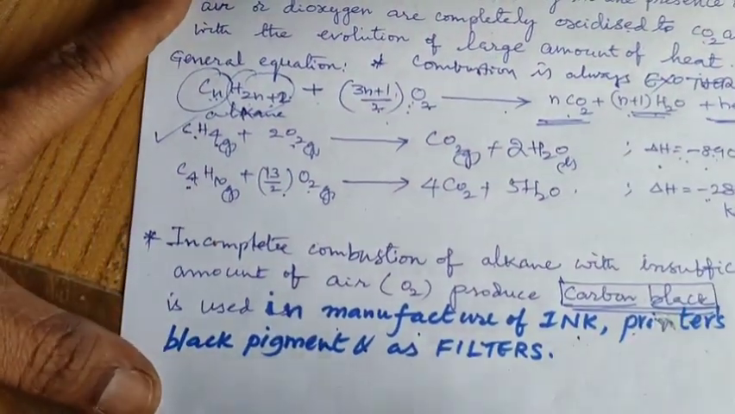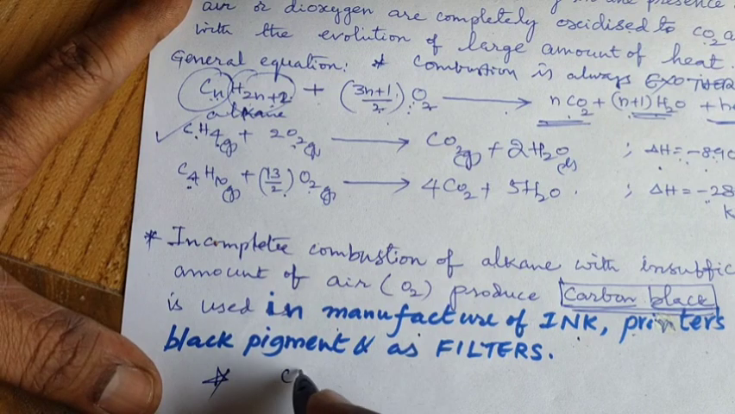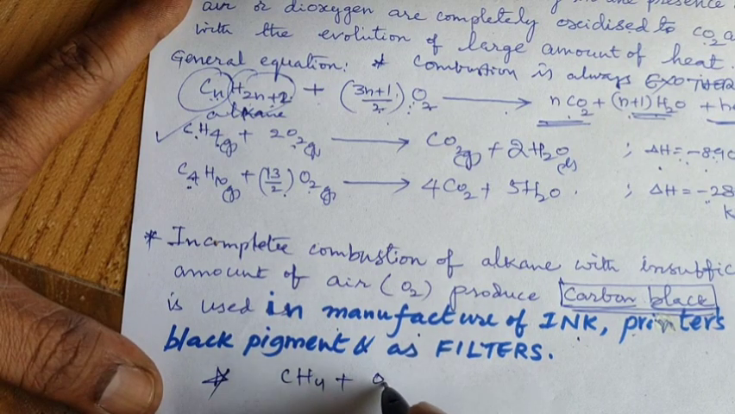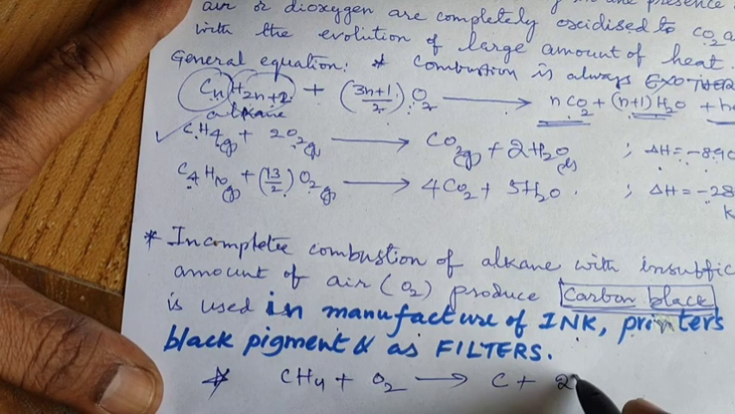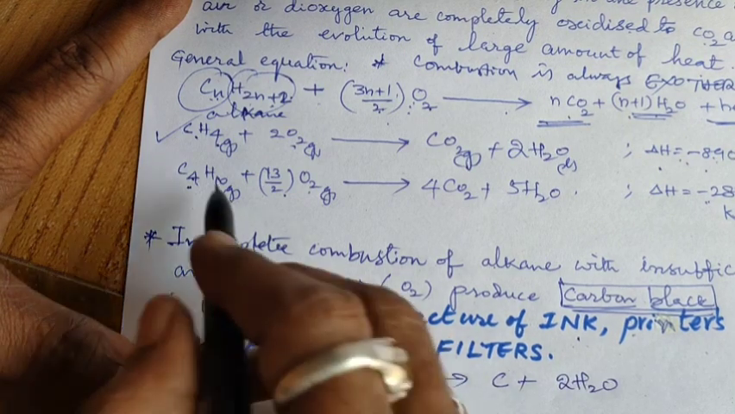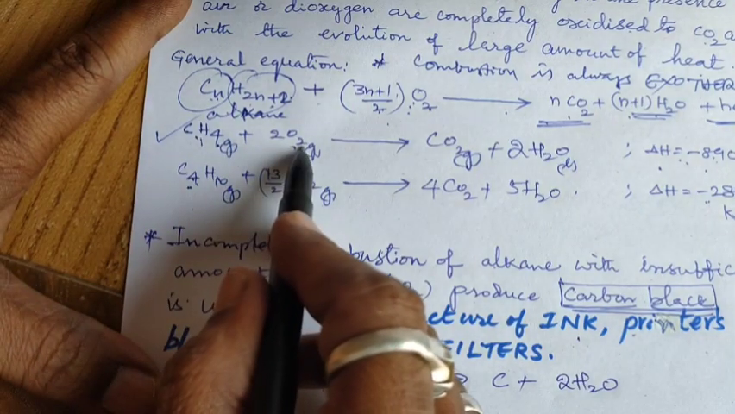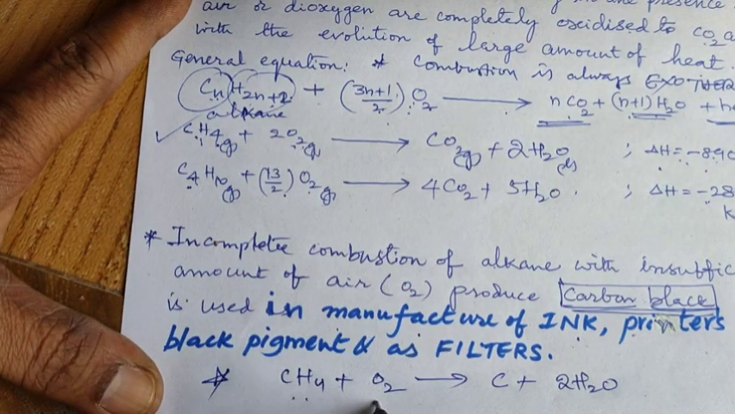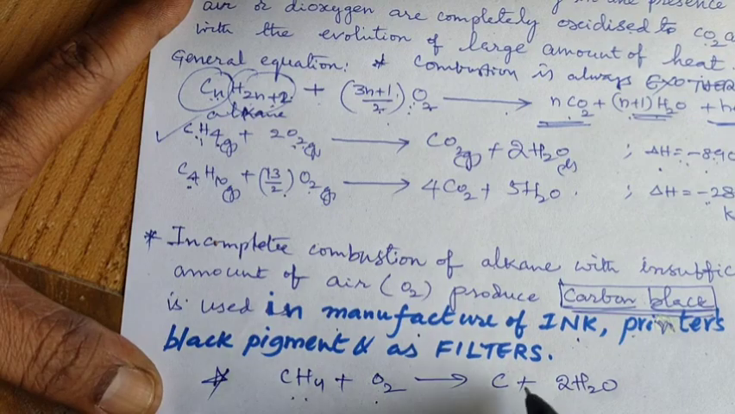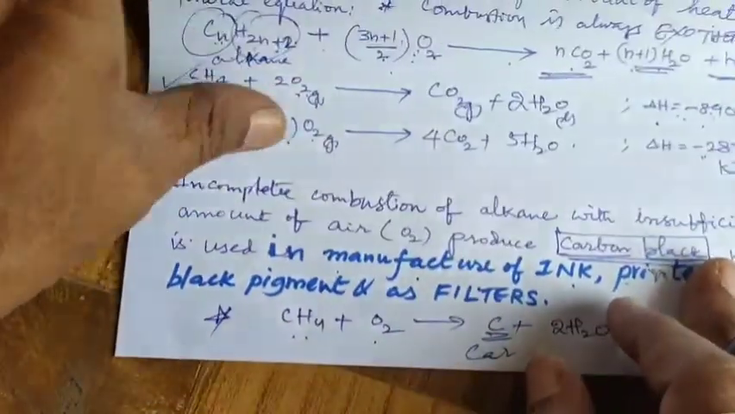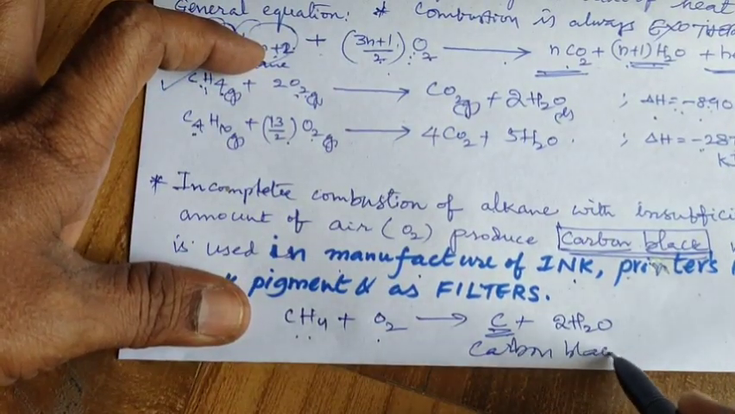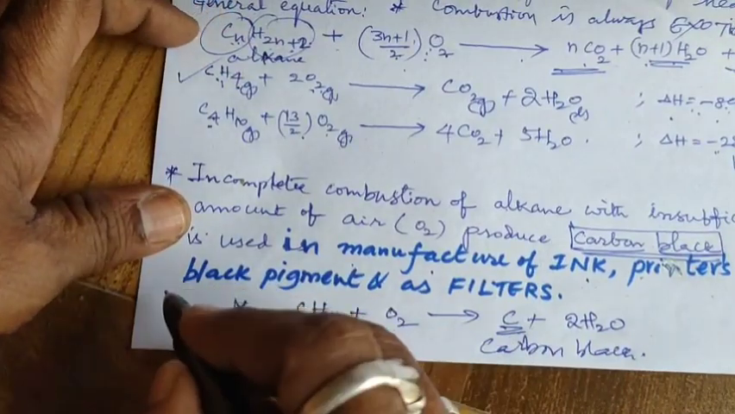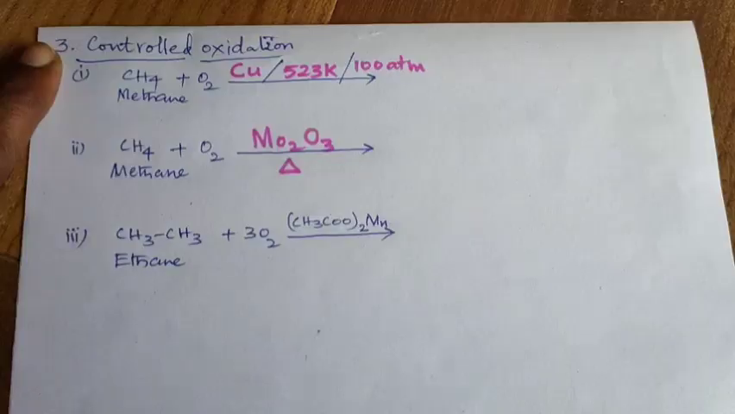How do we write this equation? Methane is taken and oxygen, carbon is resulted, and 2H2O. Here, 1 mole of methane consumes 1 mole of oxygen, which is insufficient oxygen. This carbon is known as carbon black. This is an example of incomplete combustion you prepare.